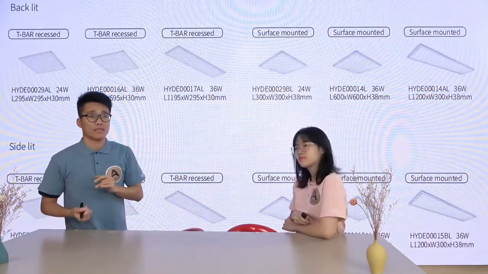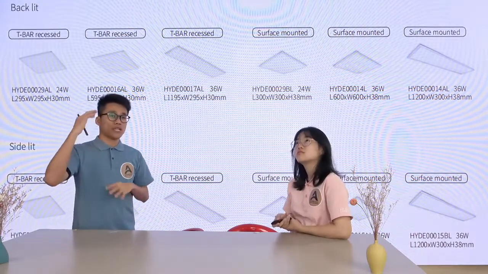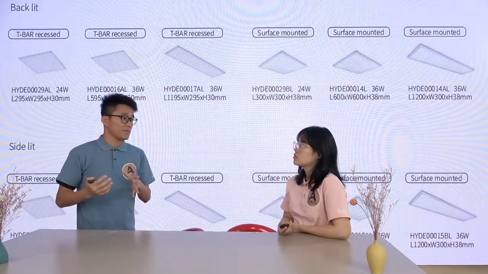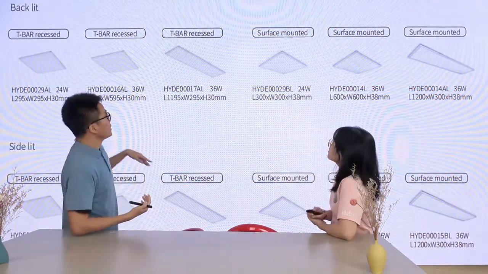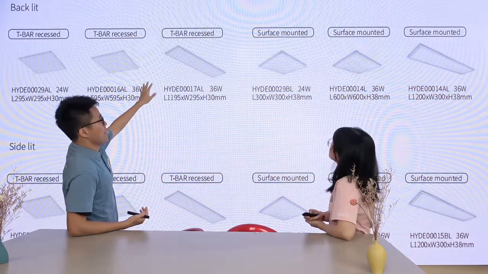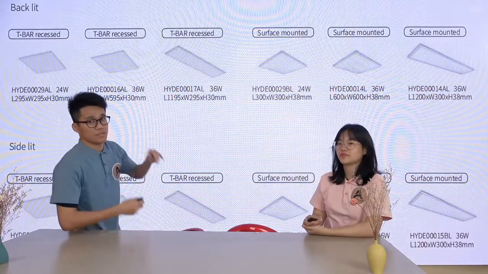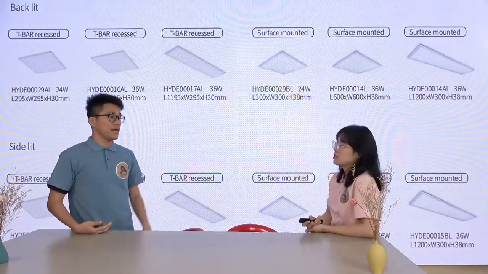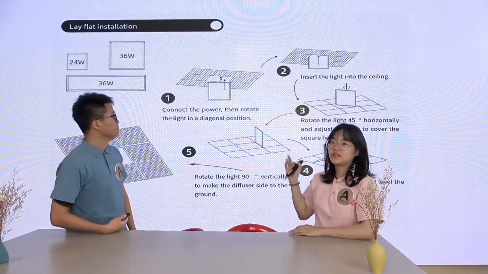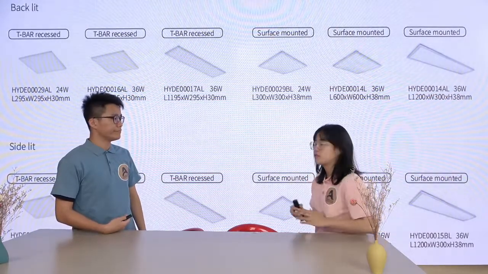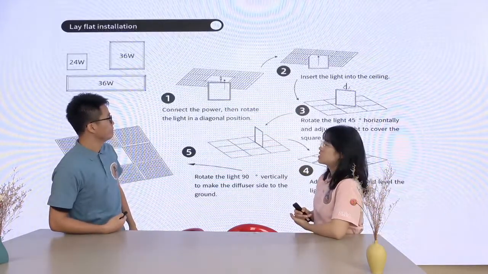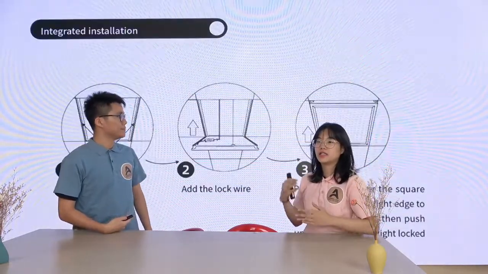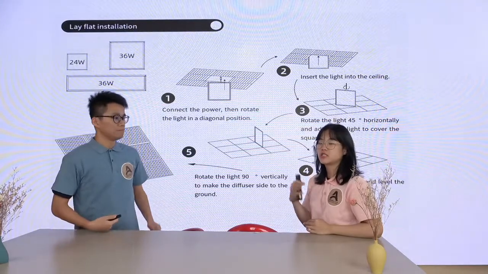Because we all know that the frame of the ceiling has different types and different structures, we have a T-bar recessed type and also a surface mounted type for this series. This means it can adapt to a variety of customer needs. It also has many advantages as office lighting, such as a high quality LED chip, and the lighting efficiency can reach 80 lumens per watt, and it is 50% more energy saving than the traditional T8 light.